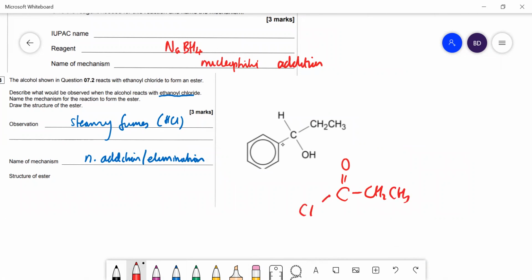Okay, so that lone pair is going to attack onto there, right? So let's draw the structure of the ester. I'll just draw it onto there, so get rid of that H, you're going to lose that, and you're going to lose the carbonyl from the ethanoyl chloride, that's ethanoyl chloride, so that's what it would look like. Okay, that's the structure of the ester.